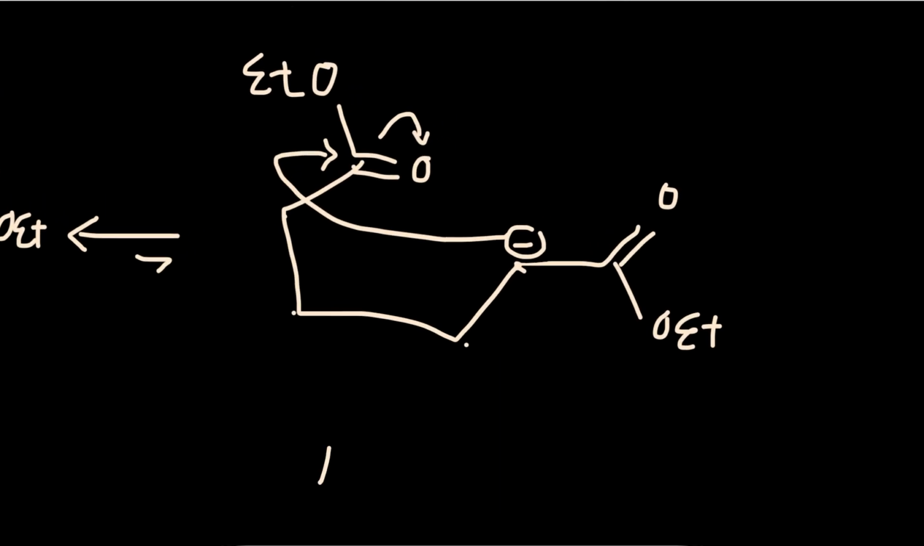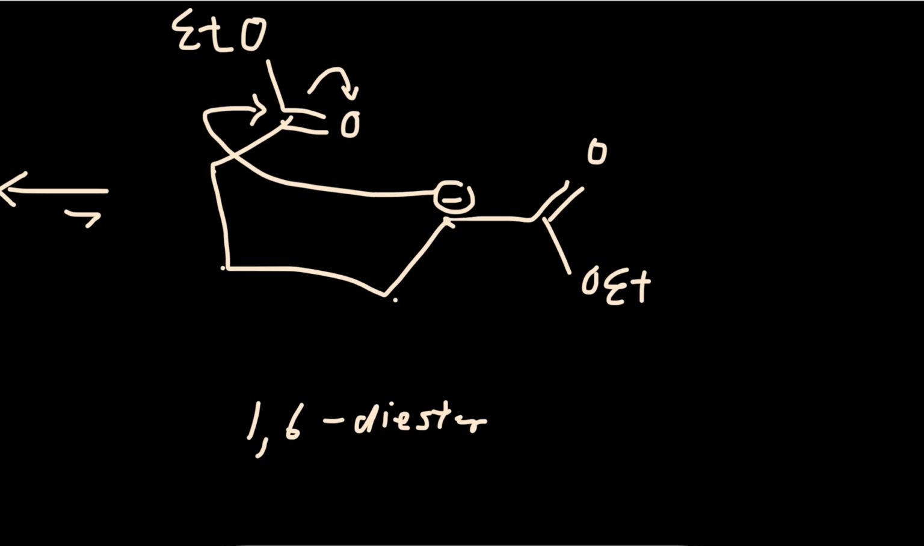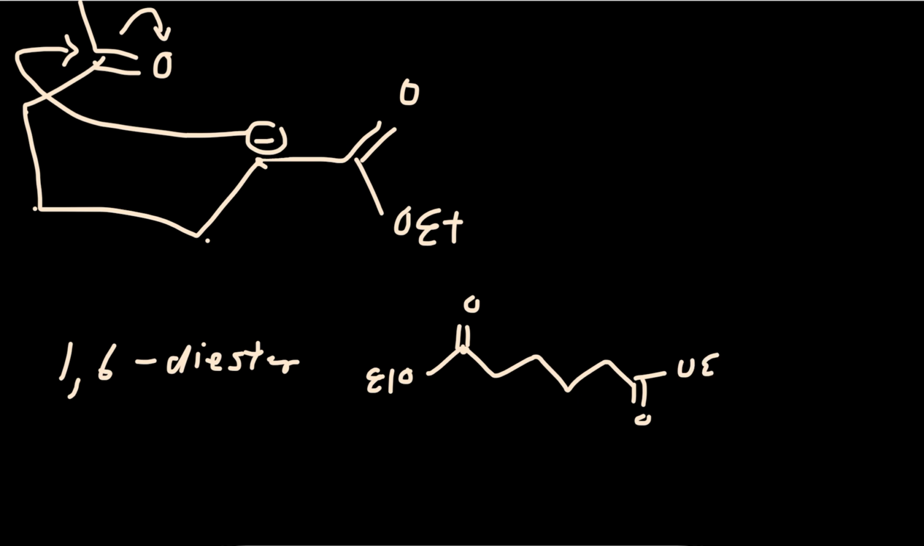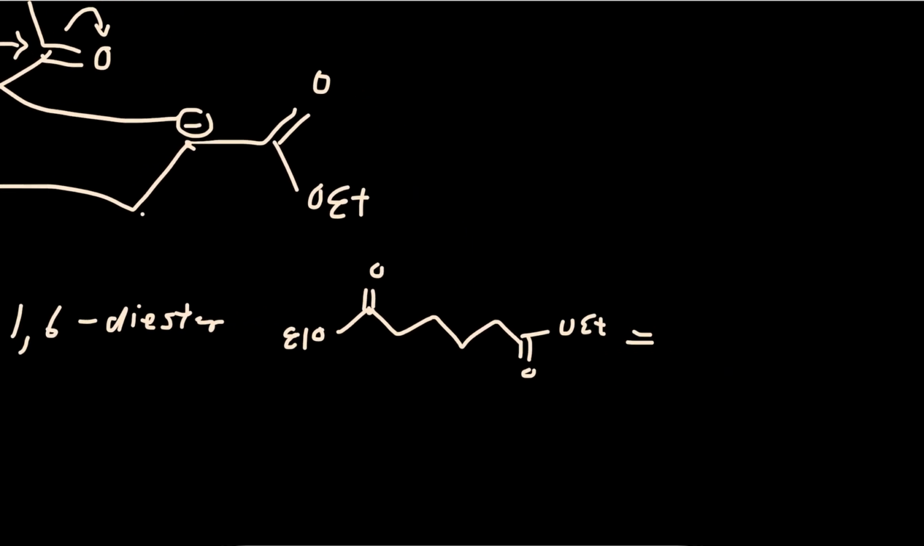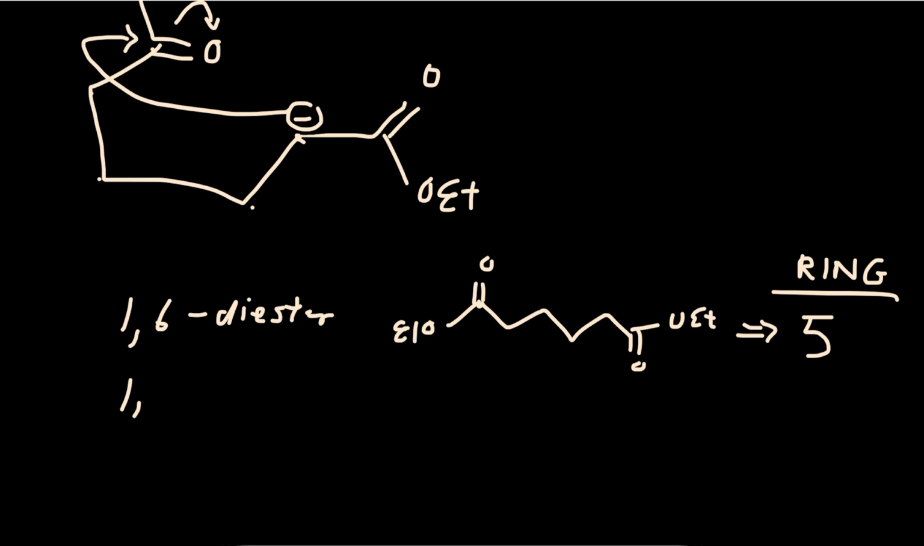But if you have a 1,6 diester, meaning you have 6 carbons, this is 1, 2, 3, 4, 5, 6, like this, then you will have a 5-membered ring. Whereas if you have a 1,7 diester, you will have a 6-membered ring.